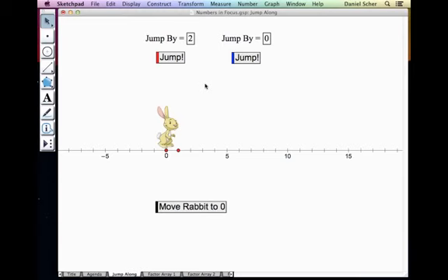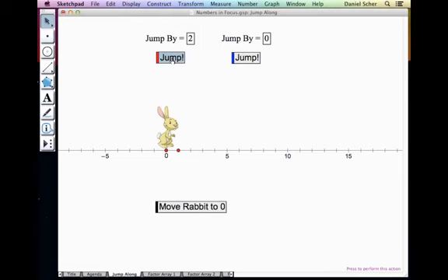So with that in mind, if we jump by 2s, students can be looking at the values where the bunny reaches and see, oh, 2, 4, 6, 8. Well, what's special about those? Well, those are the even numbers. And this is a nice way of seeing how bunny hops can relate to the even numbers.